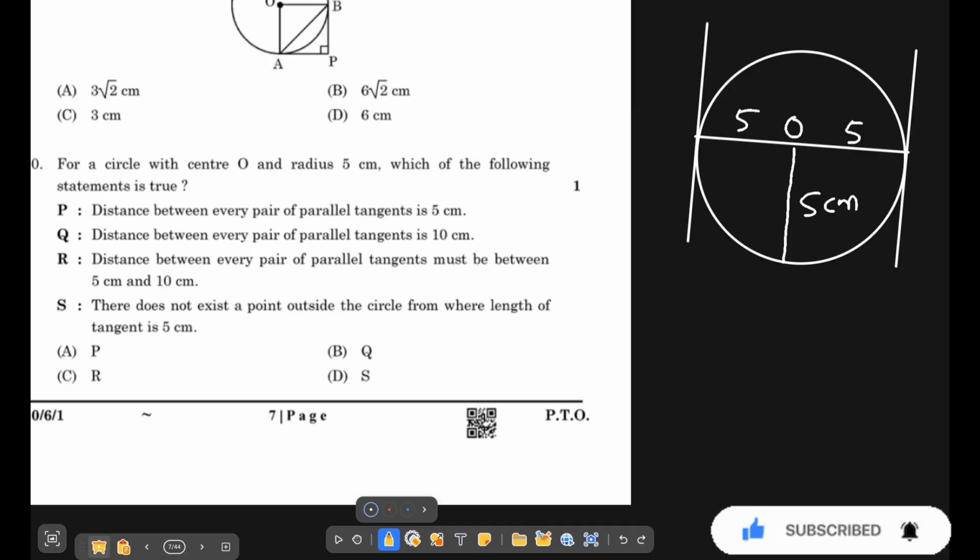The distance between every pair of parallel tangents is 10. Yes, the distance between every pair of parallel tangents is 10. So this Q is right. No need of checking R and S.